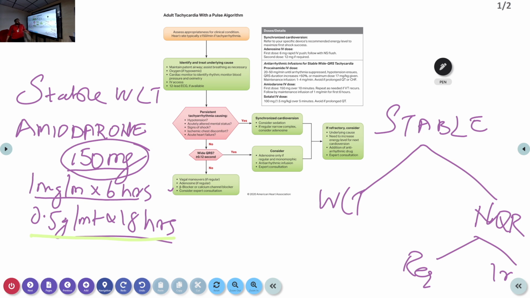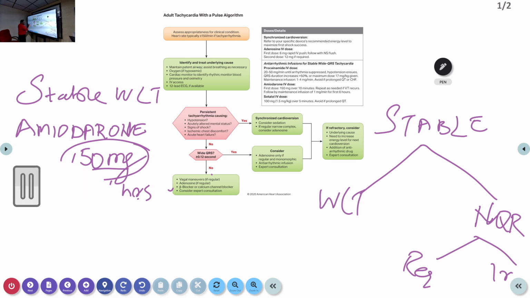We can use other agents called procainamide, and you can give sotalol also, but if you don't remember those doses, that is fine because routinely we don't use those drugs. So remember regarding amiodarone: 150 mg IV stat, followed by 1 mg per minute infusion for the first 6 hours, followed by 0.5 mg per minute infusion for the next 18 hours. So that is the dose of amiodarone. So that's it for your wide complex tachycardia which is stable.